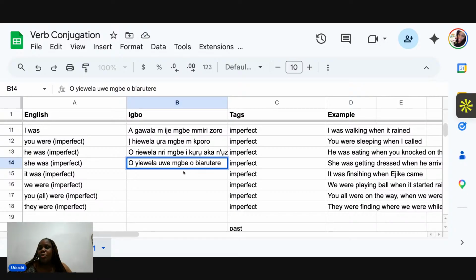Actually, I should call, because all these words, hiewela ora and oriewela nri and oyewela uwe, I've never heard them before, so I'm not sure I'm translating them correctly. I know agawalam ije mwe muzoro is correct because it sounds correct to me, but I can't say the same for the other ones. So I'm going to call my Igbo instructor now and see if he is available, and see if we can get an answer for this question. Give me 1 second while I call.